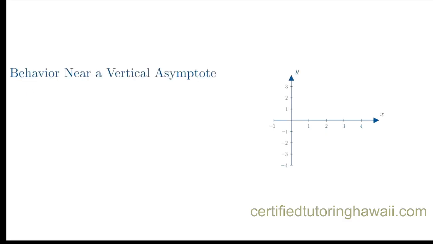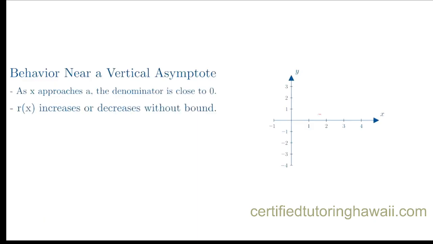Near a vertical asymptote at x equals a, the denominator gets very, very close to 0. When you divide any non-zero number by a number that's almost 0, the result becomes a very large positive or a very large negative number. This means the function value r of x shoots up to positive infinity or down to negative infinity. Mathematically, we write this using limits.